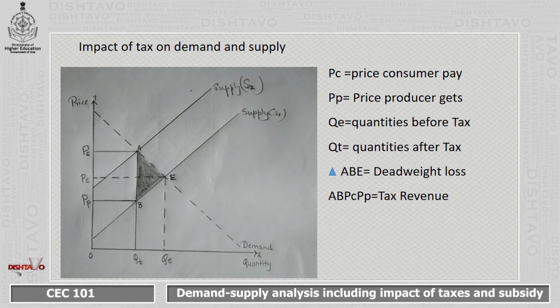So this is the impact of tax on demand and supply. The production decreases, the price increases to the consumer, and the revenue to the sellers also decreases. The quantities demanded as well as sold also decrease. The new equilibrium quantity will be 0 QT. New equilibrium price to the consumer will be 0 PC, and the price sellers will be getting will be 0 PP.